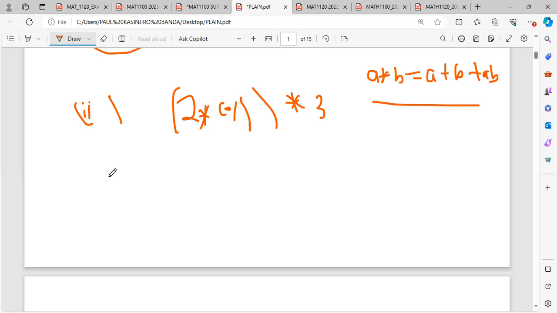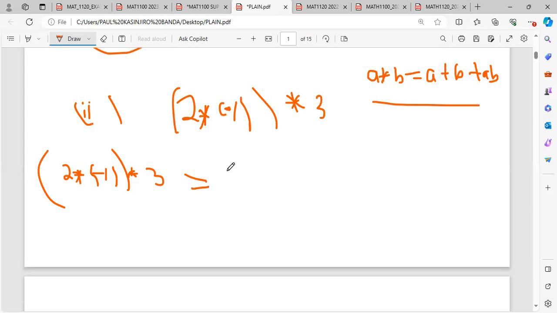So we're going to say that 2 star -1, star 3. These are in the brackets, so we are applying the operation on these two first. So we are following that.